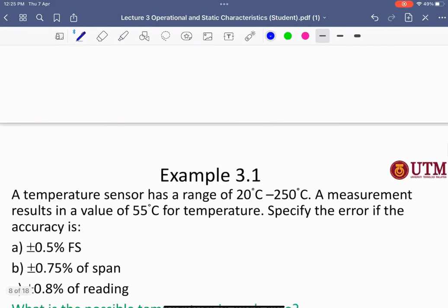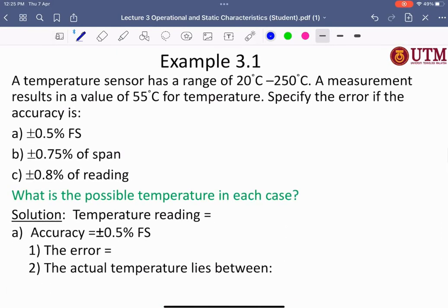Okay, done. So let's move. Example 3.1. This one is quite simple, right? Very simple. You have a temperature sensor with a range of 20 to 250. This one we can know the full scale. A measurement result value is 55 for temperature. Specify the error if the accuracy is given.